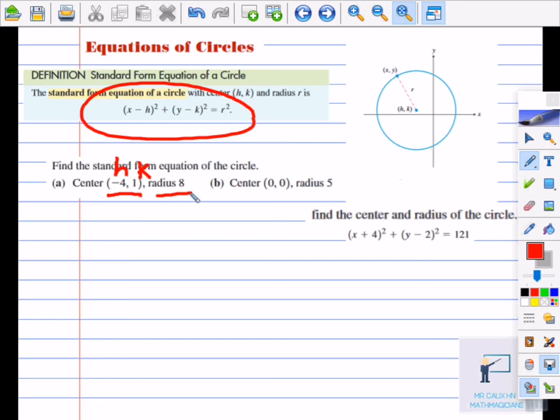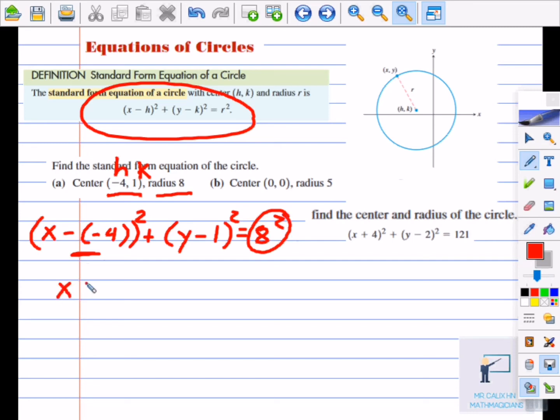If you copy this in your formula, it says that x minus, in this case, h is negative 4, everything to the square, plus y minus, in this case, k is 1, is equal to the radius, that is 8 to the square. If we evaluate our negative sign here and our power here, we will have that x plus 4 to the square plus y minus 1 to the square is equal to 64. And that would be our answer for the first equation.